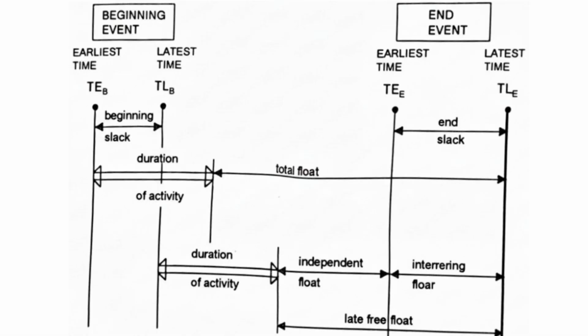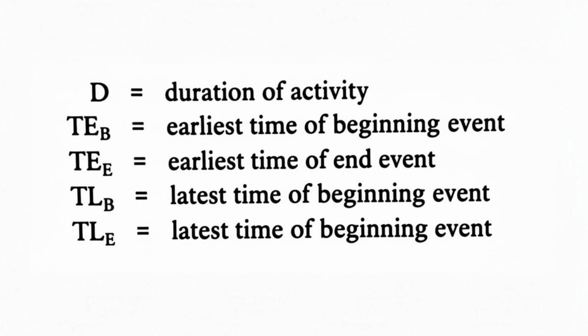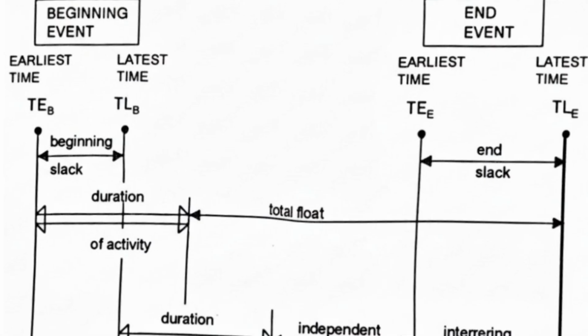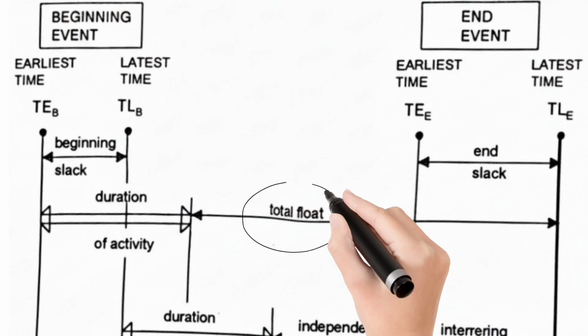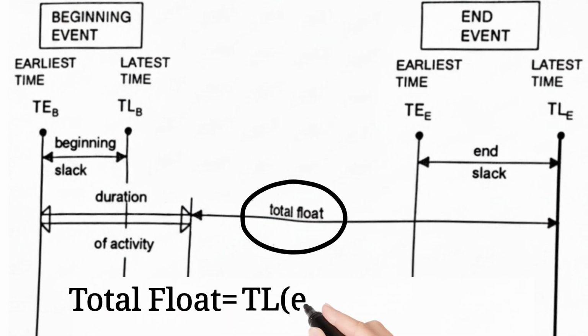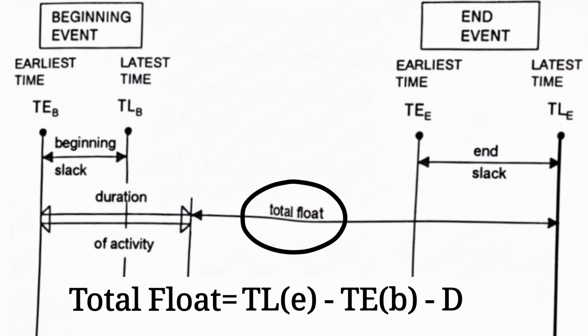Now let's get a clearer picture of that all-important concept, float. Remember, float is your wiggle room, but it's not just one number. There are different types that tell you different stories. First, total float. This asks, if we start this activity on its earliest possible day, how much can we delay it without pushing back the entire project? It's the total leeway of the activity.